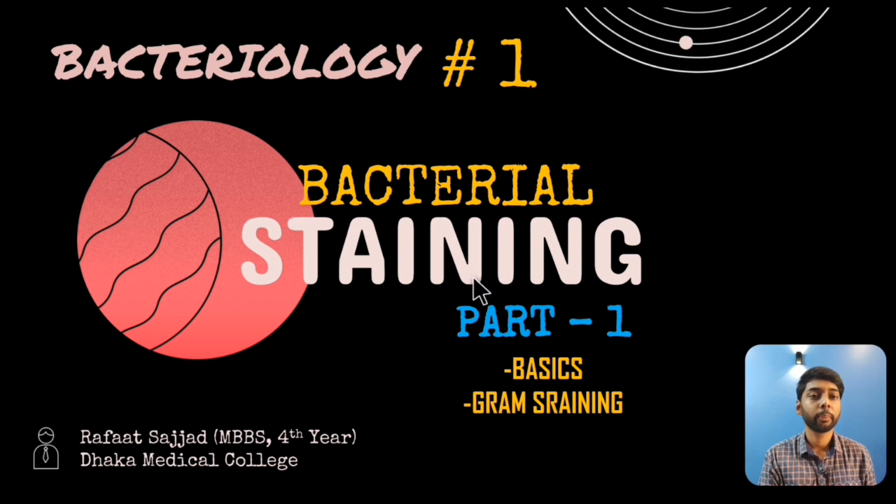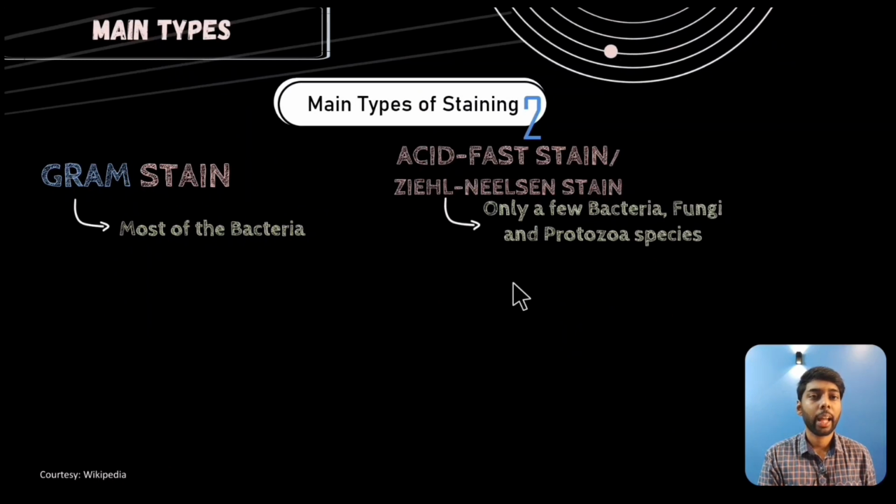So without further ado, let's look at firstly main types of staining. So if we are talking about staining in microbiology, obviously gram stain would be number one, because most of the bacteria there take up gram stain. So we can detect bacteria and make our diagnoses using only gram stain in most of the cases. But a few bacteria, fungi, or protozoans that do not take up the gram stain, well, for them we have acid-fast stain or some other stains that I will talk about in the next video. But for this one, let's just stick to gram stain.